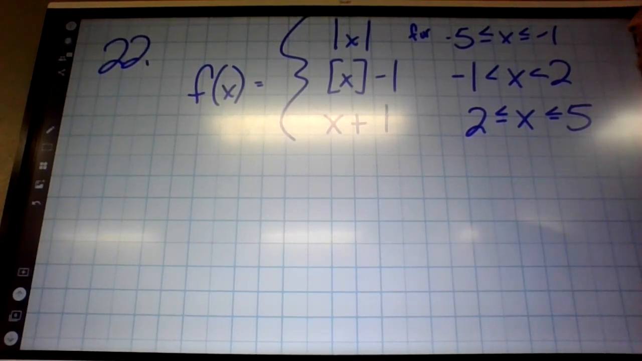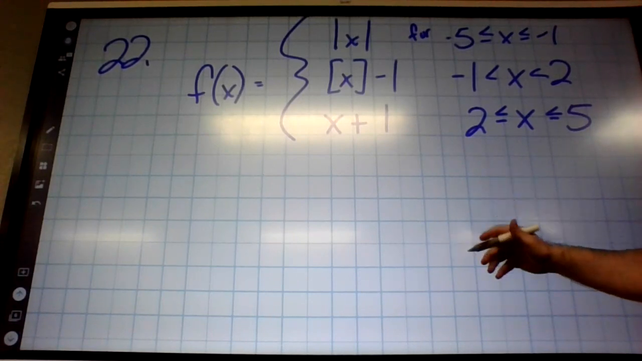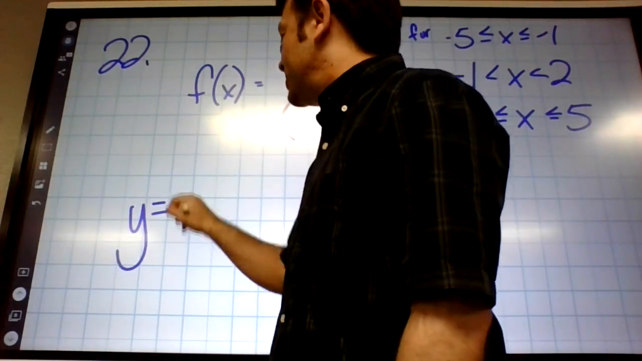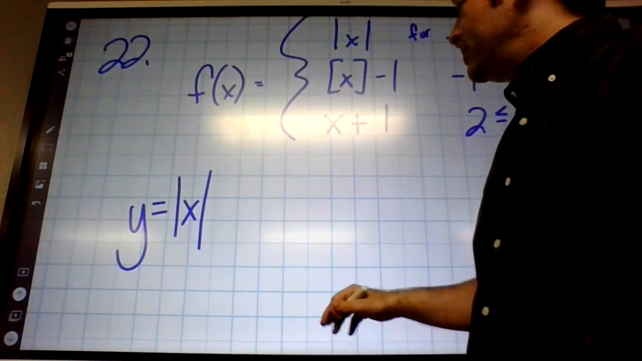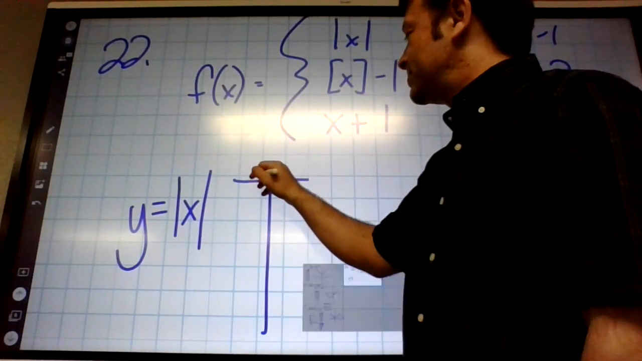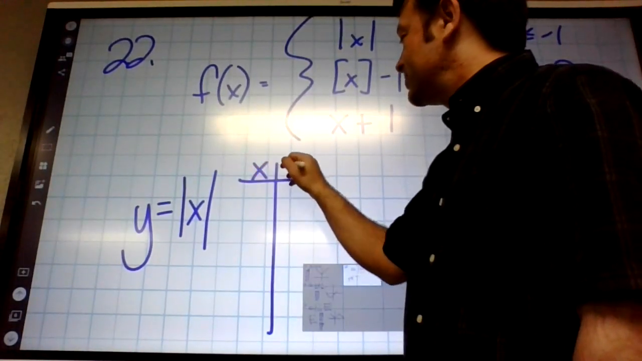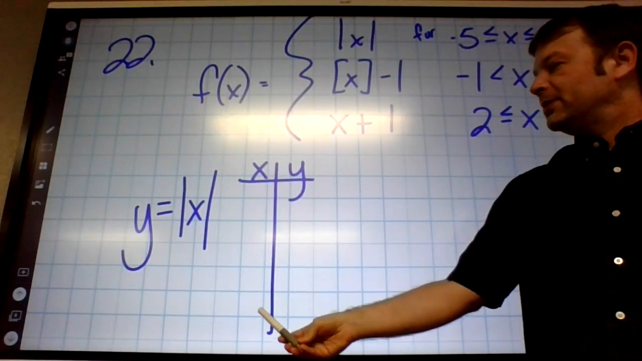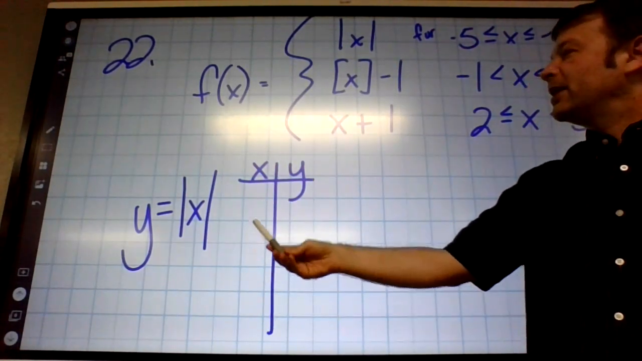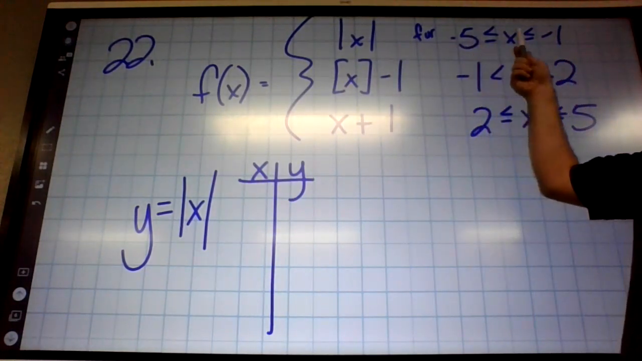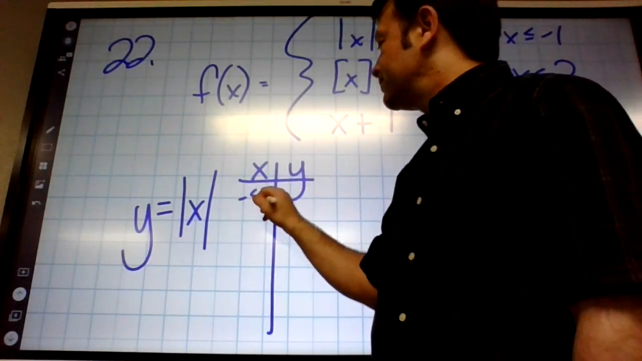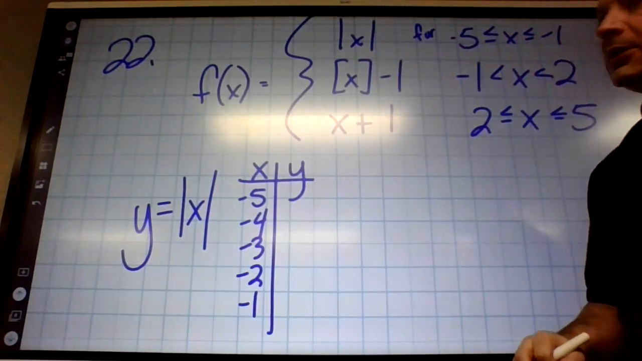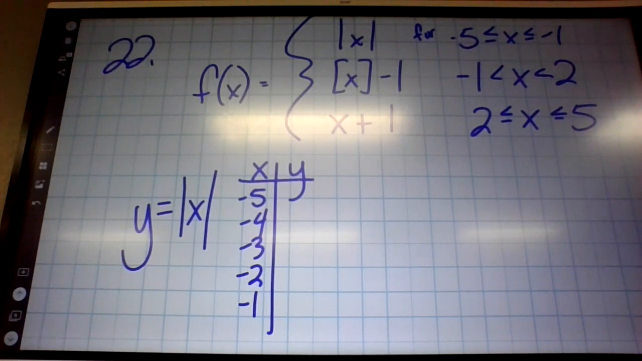Okay, anyways. So for my first graph, it's going to be y equals absolute value of x. We kind of know what this one looks like, but just to be careful, what x values should I plug in right here? -5, -4, all the way to -1.